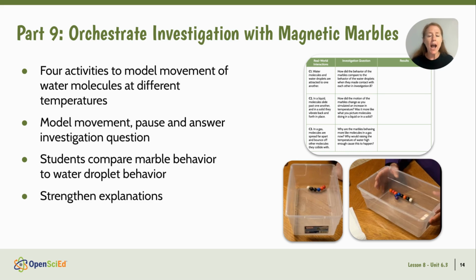So for example, how did the results of that collision when you made 2 magnetic marbles, 2 water molecules collide, how'd that change when you slowed down the marbles? And how does that help explain why cooling water vapor can cause condensation?